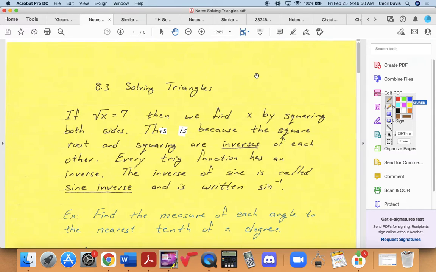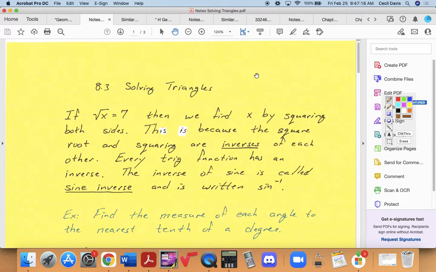So we start with an idea that's really important to what we're going to be doing today. And that is this: if the square root of x is equal to 7, we would find the value of x by squaring both sides. Now, why would we square both sides? Yeah, get rid of the square root because squaring and square roots are inverses. Some people say opposites. Inverse is the correct term.